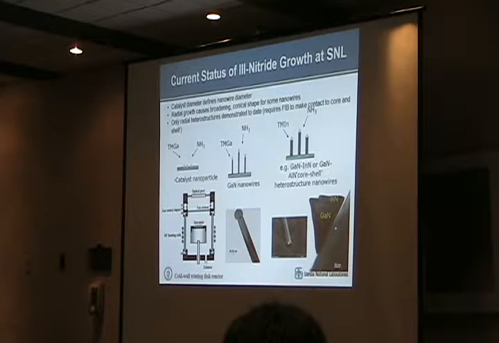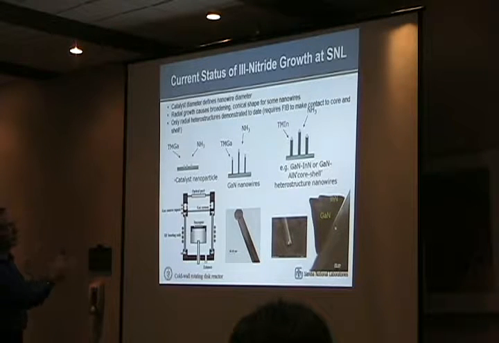We're now also exploring other metals that have both lower and higher melting temperature than nickel. I'll explain why we're doing that. But a lot of the work I'll show you for this type of growth is done with nickel. So the catalyst is dispersed on the surface.